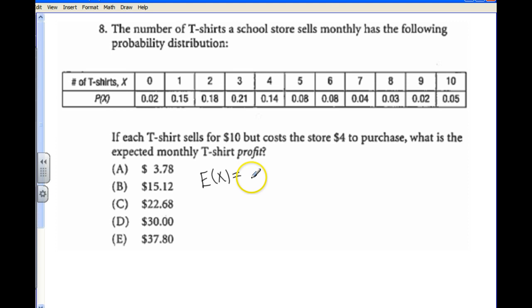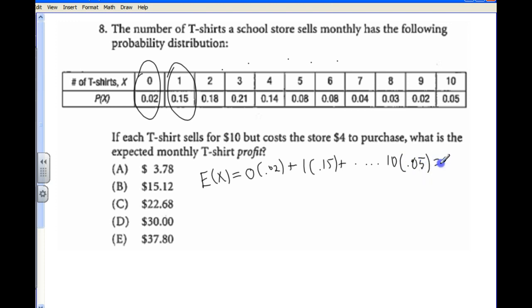Actually, first we want to figure out the number of shirts here. And so we go 0 times 0.02 plus, we're basically taking each of these numbers of T-shirts times the probability of selling that T-shirt, 1 times 0.15 plus, again we're just going to go down the line and add all of these up until we get to 10 times 0.05. Add all those up, we're going to get the number of T-shirts sold. That's the number of shirts that are sold.